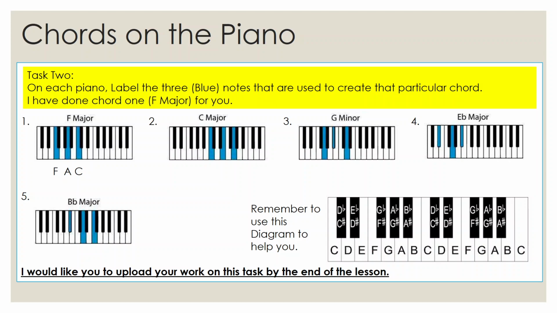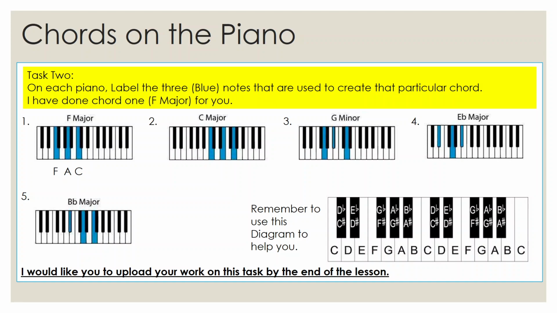Each chord has a different name because each chord has a different set of notes in it, 3 different notes in it. So for example, an F major chord, as you can see here, with the 3 blue highlighted notes, has the notes of F, A, and C. So if you played F, A, and C all at the same time, you would play an F major chord. So that's question 1. Then question 2, 3, 4, and 5.